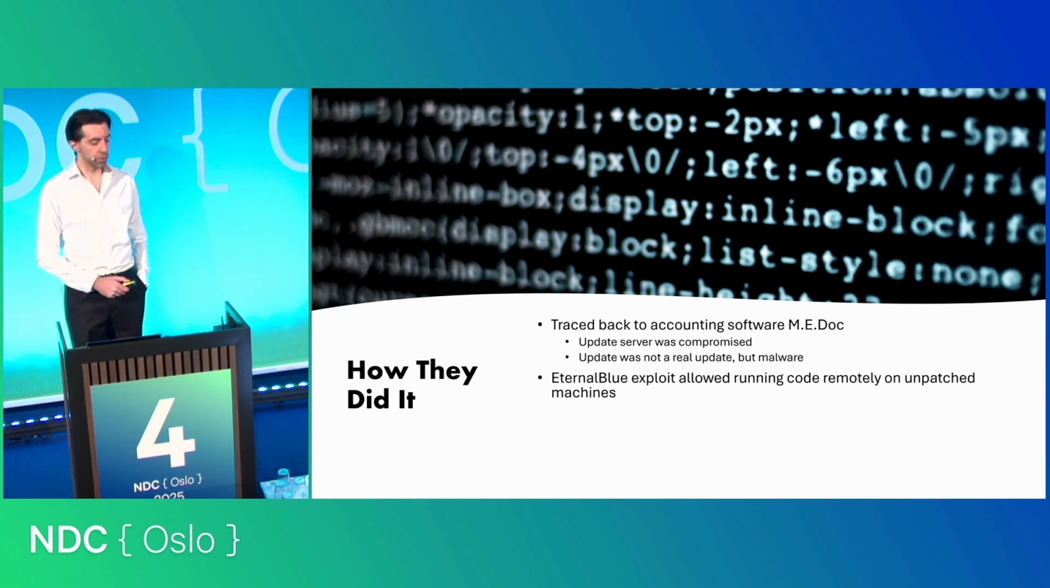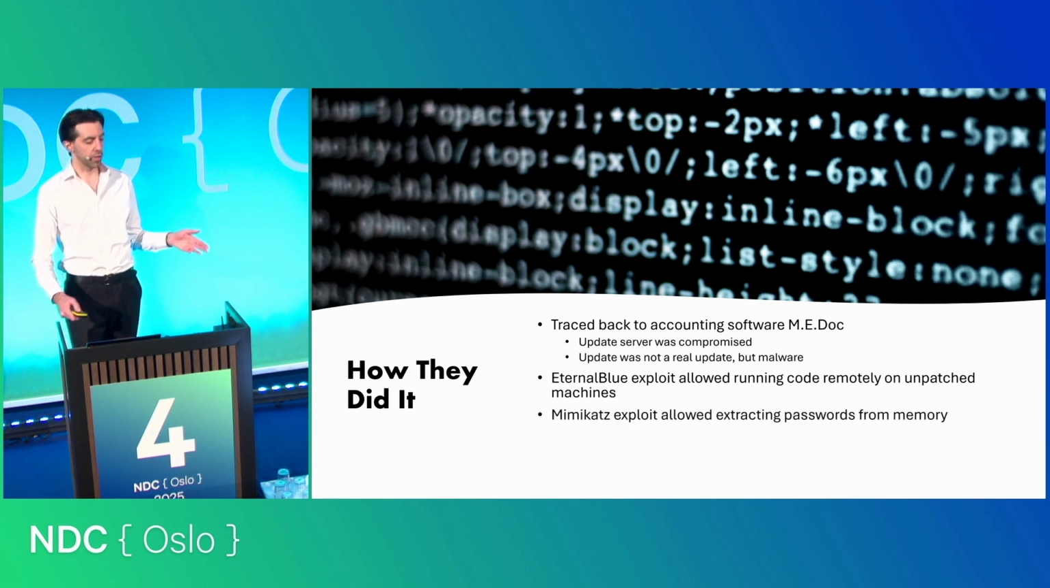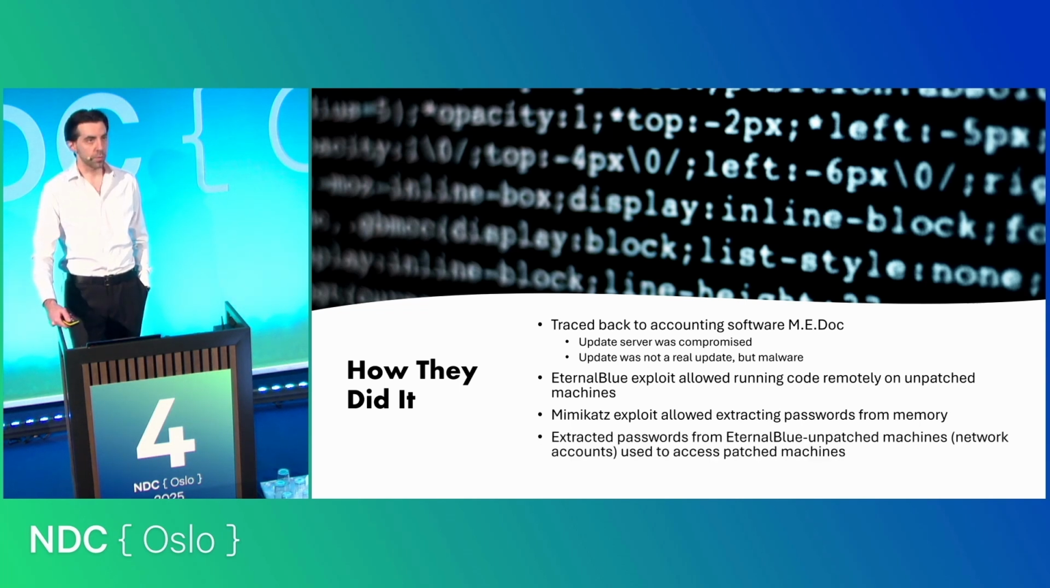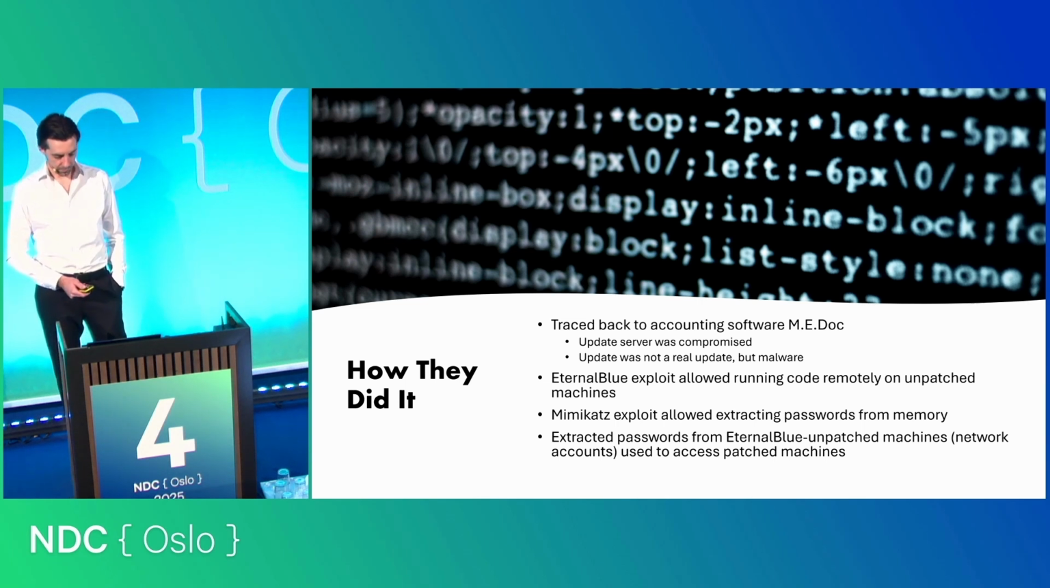The first one called EternalBlue, which allowed remotely running code on remote machines, and then one called Mimikatz, which allowed extracting passwords from memory that were stored there. And so they were able to remotely execute code that retrieved the passwords, and then they reset those passwords to be able to give themselves remote access. So a lot of computers on the networks were patched, but because there were some that were unpatched, they could extract a person's Active Directory password from there and then use it against any other computer. And that is why it spread so quickly.